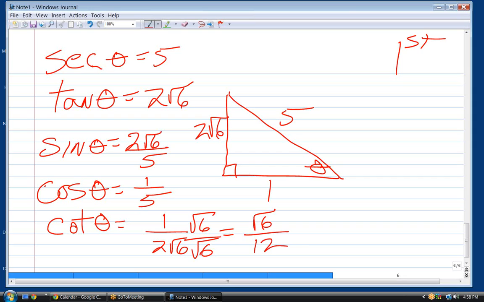Okay. And then let's see, which one did we not get? The cosecant? Yeah. What's cosecant? It's the reciprocal of sine. So that's 5 over 2 square root of 6. And then you have to rationalize that. That's got to be 5 root 6 over 6 times 2. Okay, so 12.